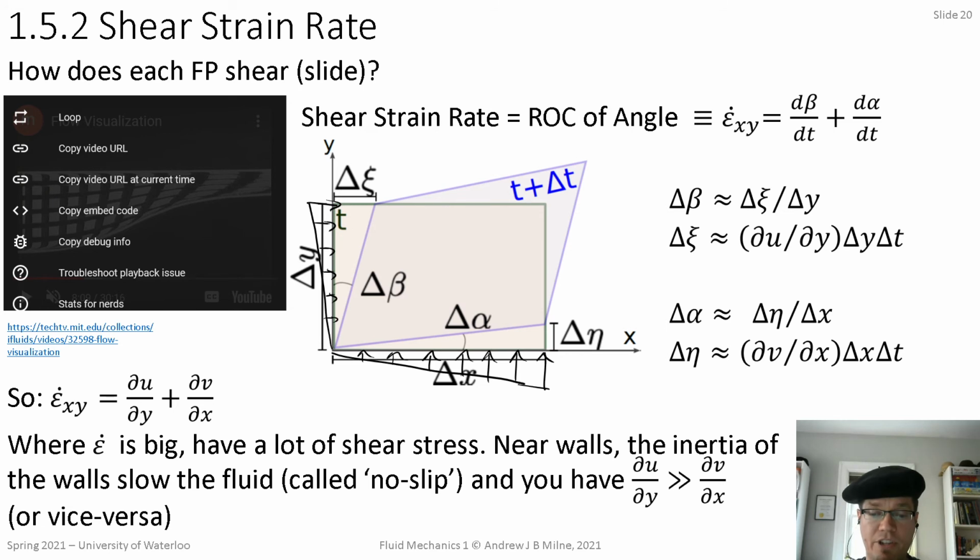So very often you're going to have the case where the shear strain rate is predominantly taken over by one of either ∂u/∂y or ∂v/∂x, depending upon what orientation you're talking about. And obviously you could write this for x and z or y and z as well. You could write it for any two coordinates in free space.